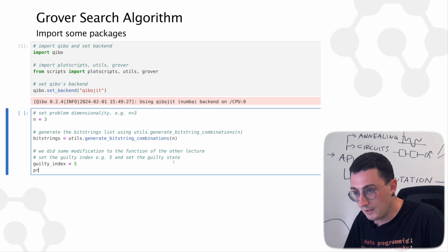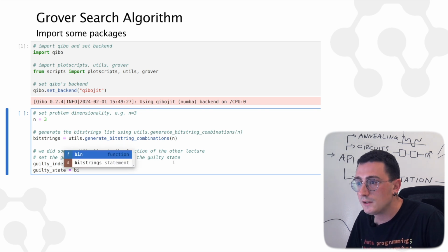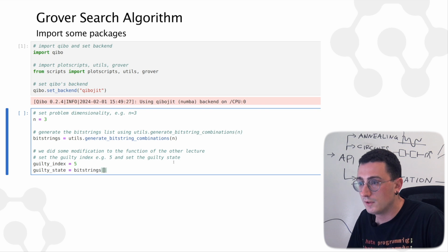Indeed, if we then print, we can also save it. So guilty state, let me say guilty state equal to bit strings of guilty index.